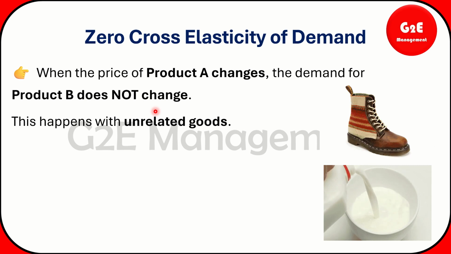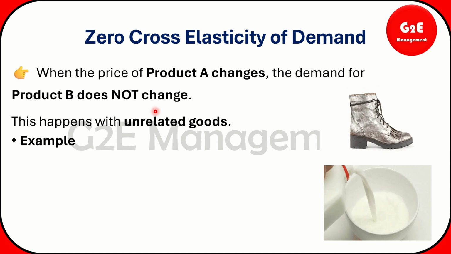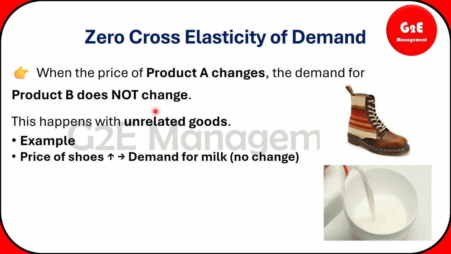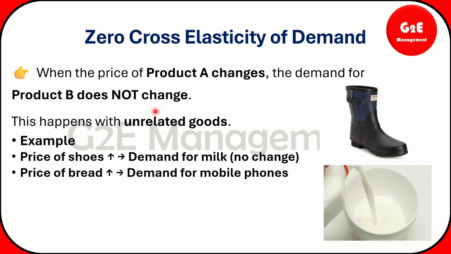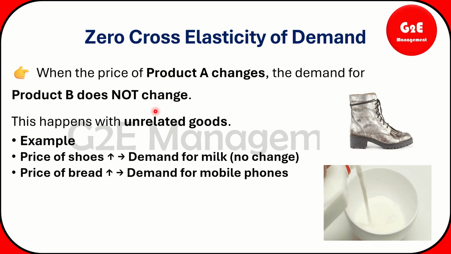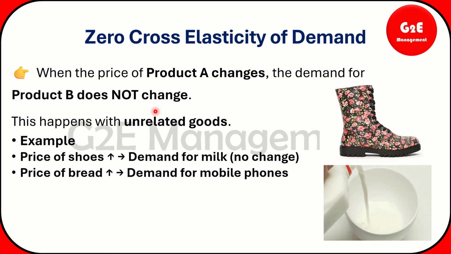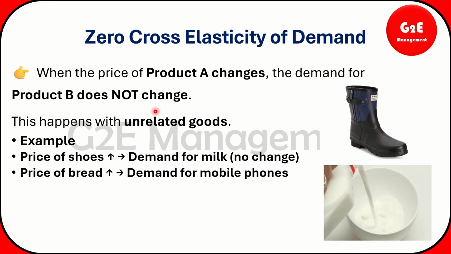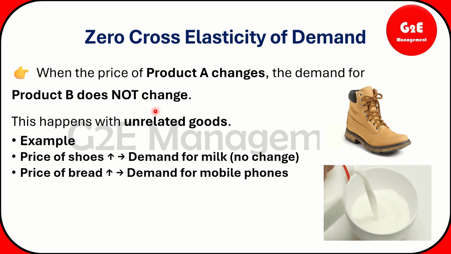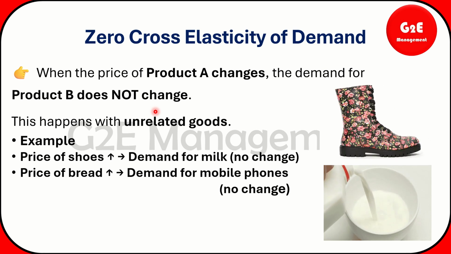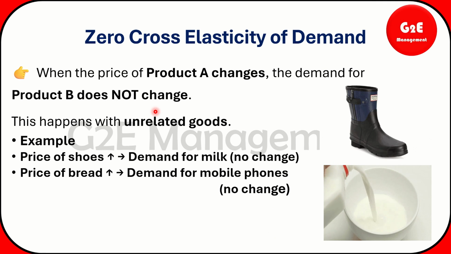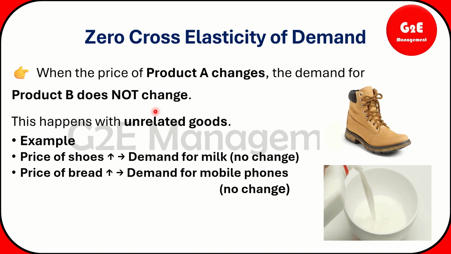Here I have given the example of shoes as well as milk. If the shoe price increases, the milk price never changes, and the demand for milk also never changes. Another example, bread and mobile phone. There is no interrelation, right? If the bread price increases, what will be the effect on mobile phones? Nothing. There is no change. Got it. So for unrelated goods, whatever price changes happen, demand will not change.